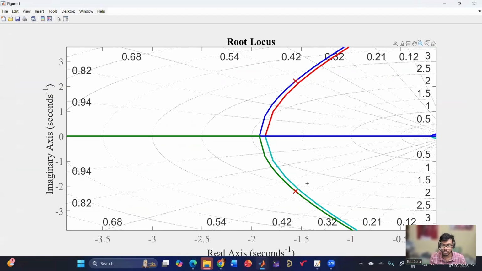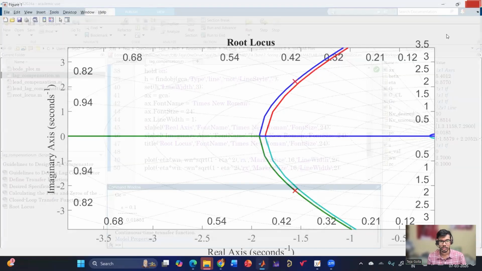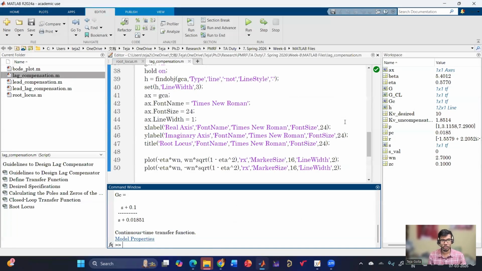Why did it happen? Because we have incorporated an additional pole and zero, so that will alter the root locus slightly. But the additional zero and pole will take care of the steady state error. Also, since the root locus has not changed that much or drastically, my desired transient specification is also met. Okay, so this is more or less about the lag compensation.